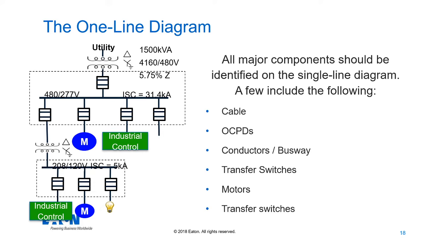And I wouldn't confuse a one line diagram with what we call a schematic diagram either, because a schematic diagram is something that we would typically see inside of an industrial control panel or things of that nature, that tells us how a piece of equipment is wired up. I'm not talking about a schematic in this discussion. I'm really talking about the power distribution system single line diagram.